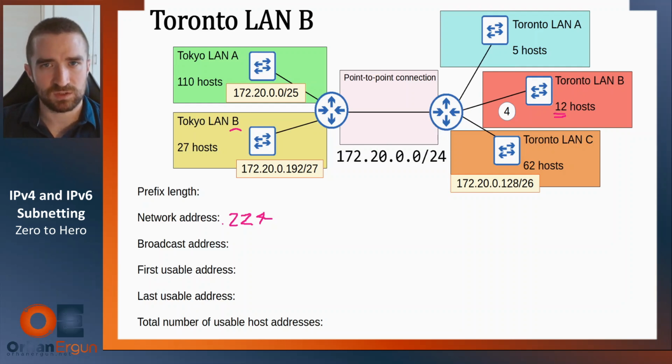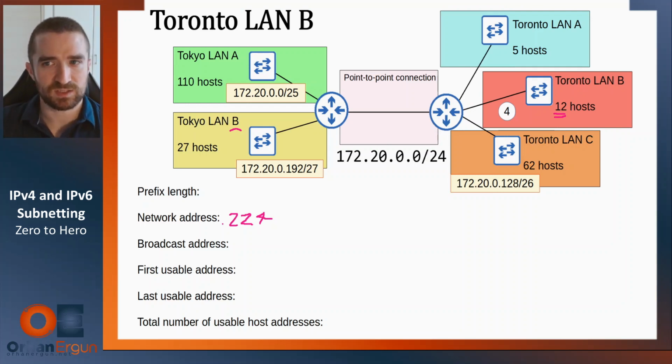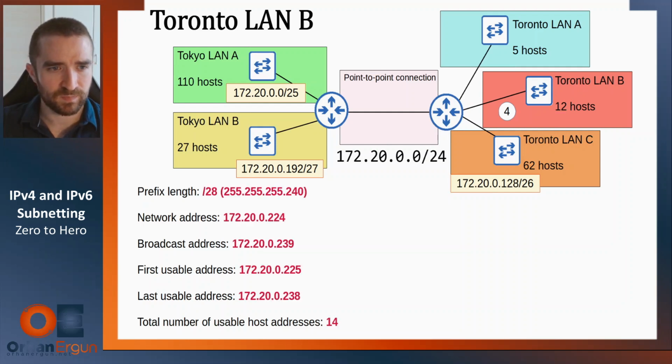We need 12 hosts, so 2, 4, 8, 16 minus 2 gives us 14 usable addresses if we have 4 host bits. So 4 host bits means a /28 prefix length, right? 28 bits for the network portion, 4 bits for the host portion. So let's check all of these. There we go. As I said, /28.